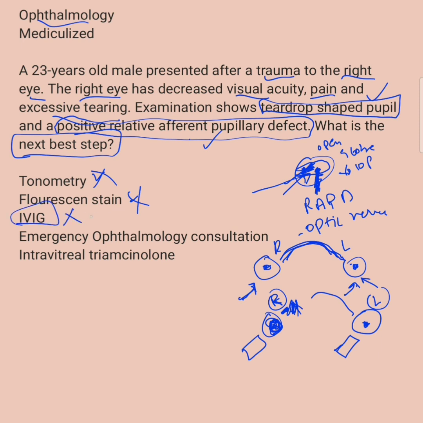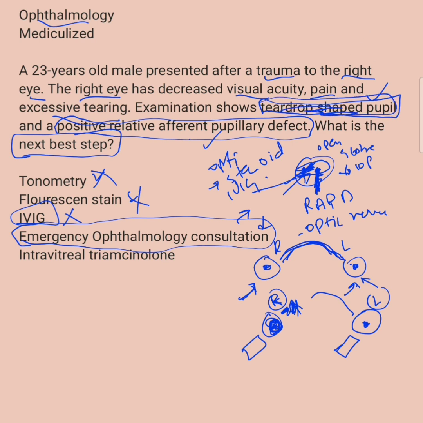IVIG is also wrong. You use it, for example, if there is an optic neuritis attack: you first give steroids, and if there is no response to steroids, then you give IVIG. This is not optic neuritis, this is trauma. So emergency ophthalmologic consultation would be the right answer for open globe injury. You do eye shielding, and then you give IV antibiotics. That would be the management for open globe injury. And just remember, the biggest clue here is the teardrop-shaped pupil. That is the buzzword.